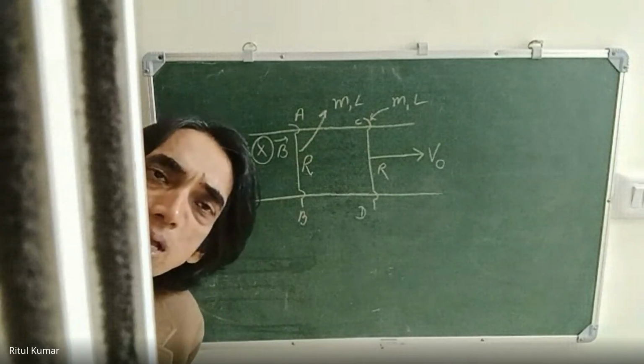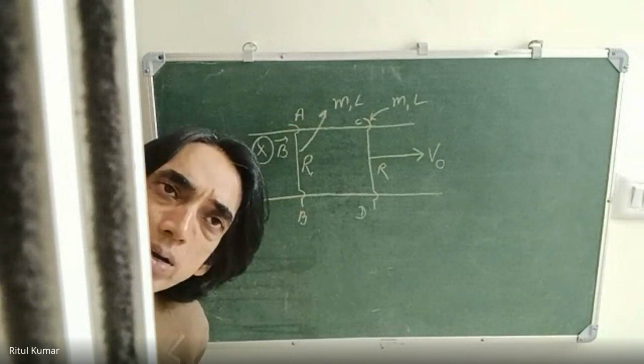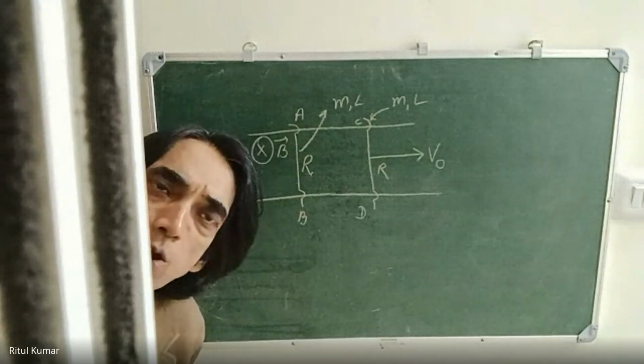Okay, that will be in the opposite direction of V naught. You mean to say F is equal to I into L cross B. Yeah, kind of. And I will depend on V B L of both.